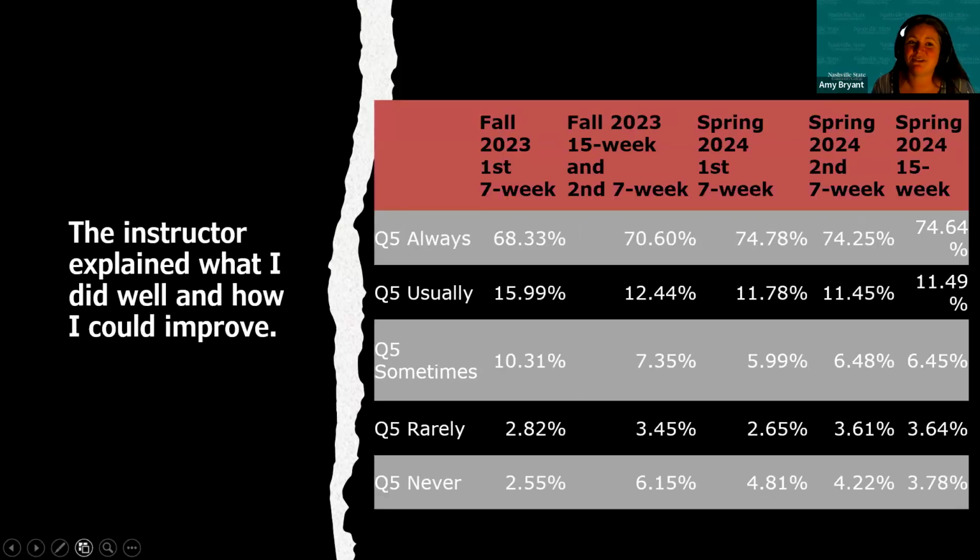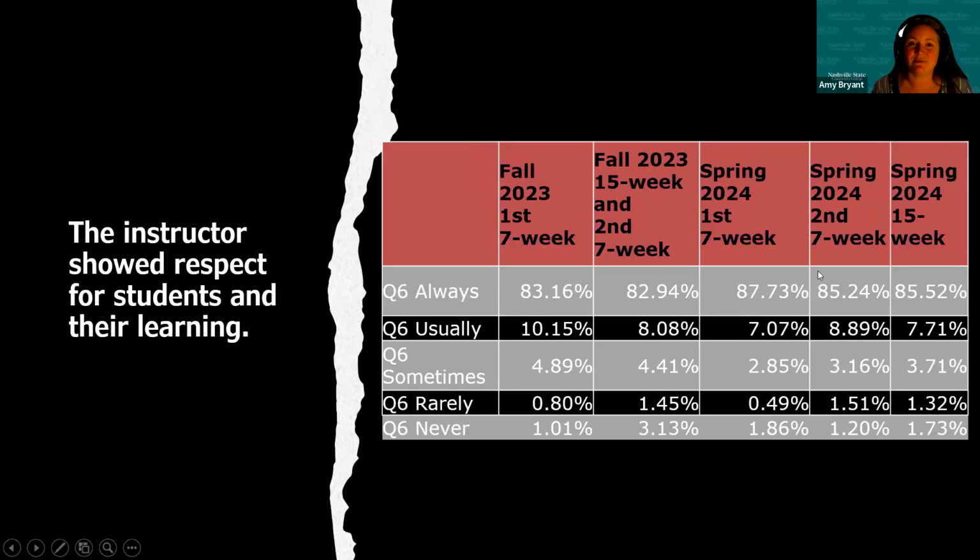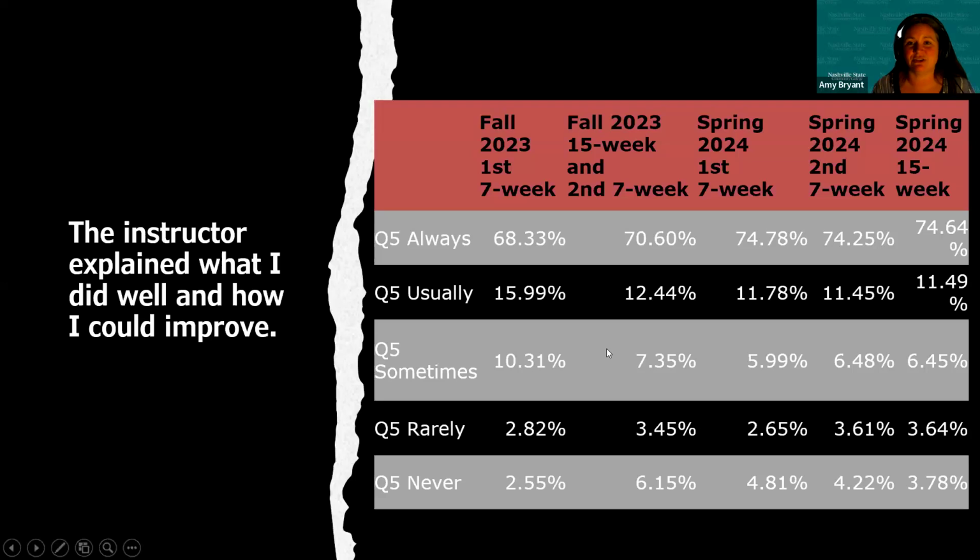Question five, the instructor explained what I did well and how I could improve. We have some always here for our first 7 week, which was in the high 68 percentile range. The others had increasing up into the 74% responses. I'm so sorry, I clicked early.